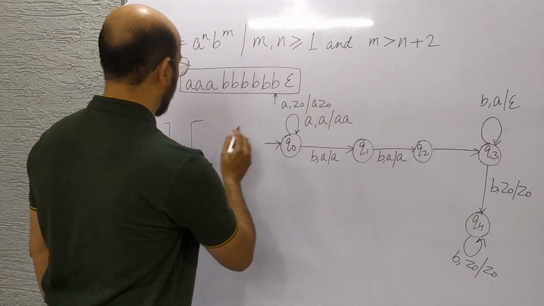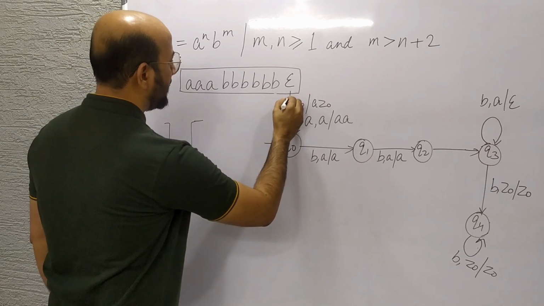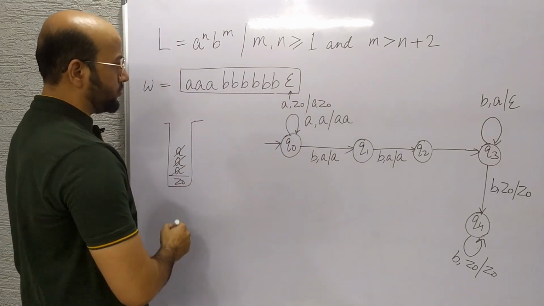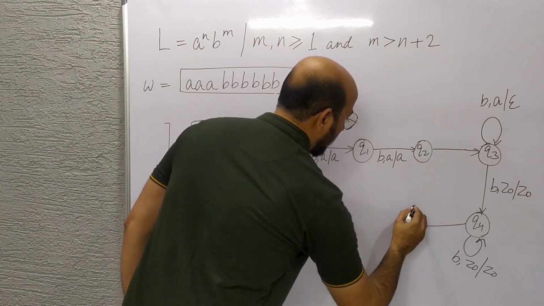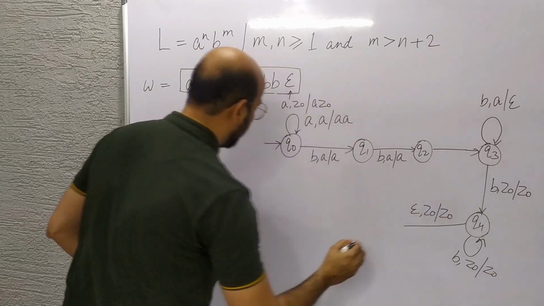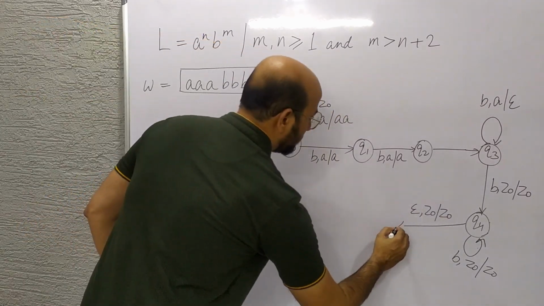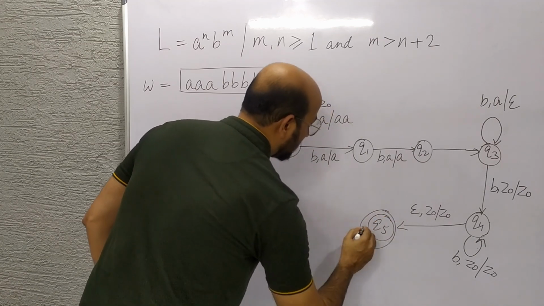Okay, now after bypassing all these B's, this pointer will now come on to the end of the string, that is the epsilon. Okay, so what I'll do, I'll simply take a move for epsilon, that is if the element to process is epsilon, the top stack element is again Z0, and we reach on to state say Q5, make it as final, and we are done.